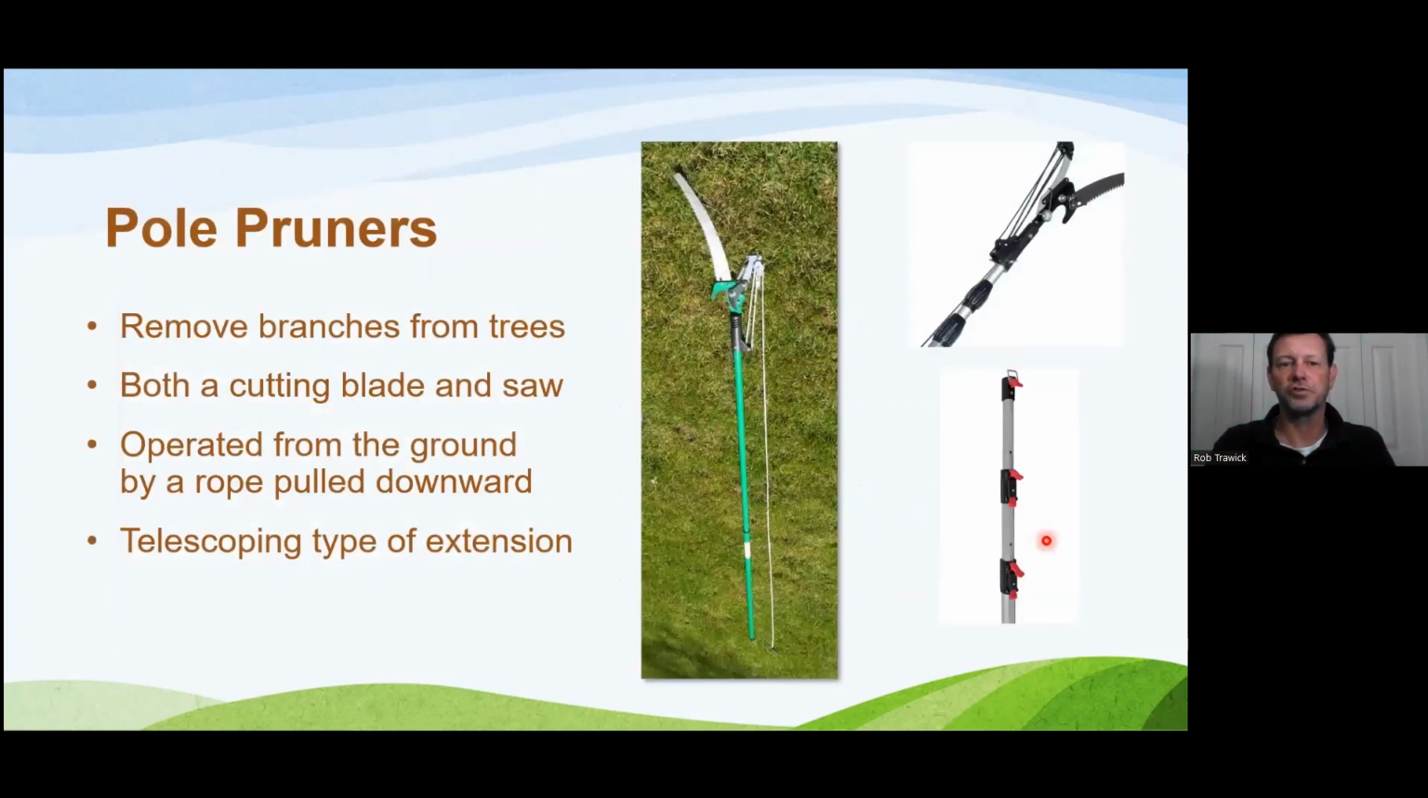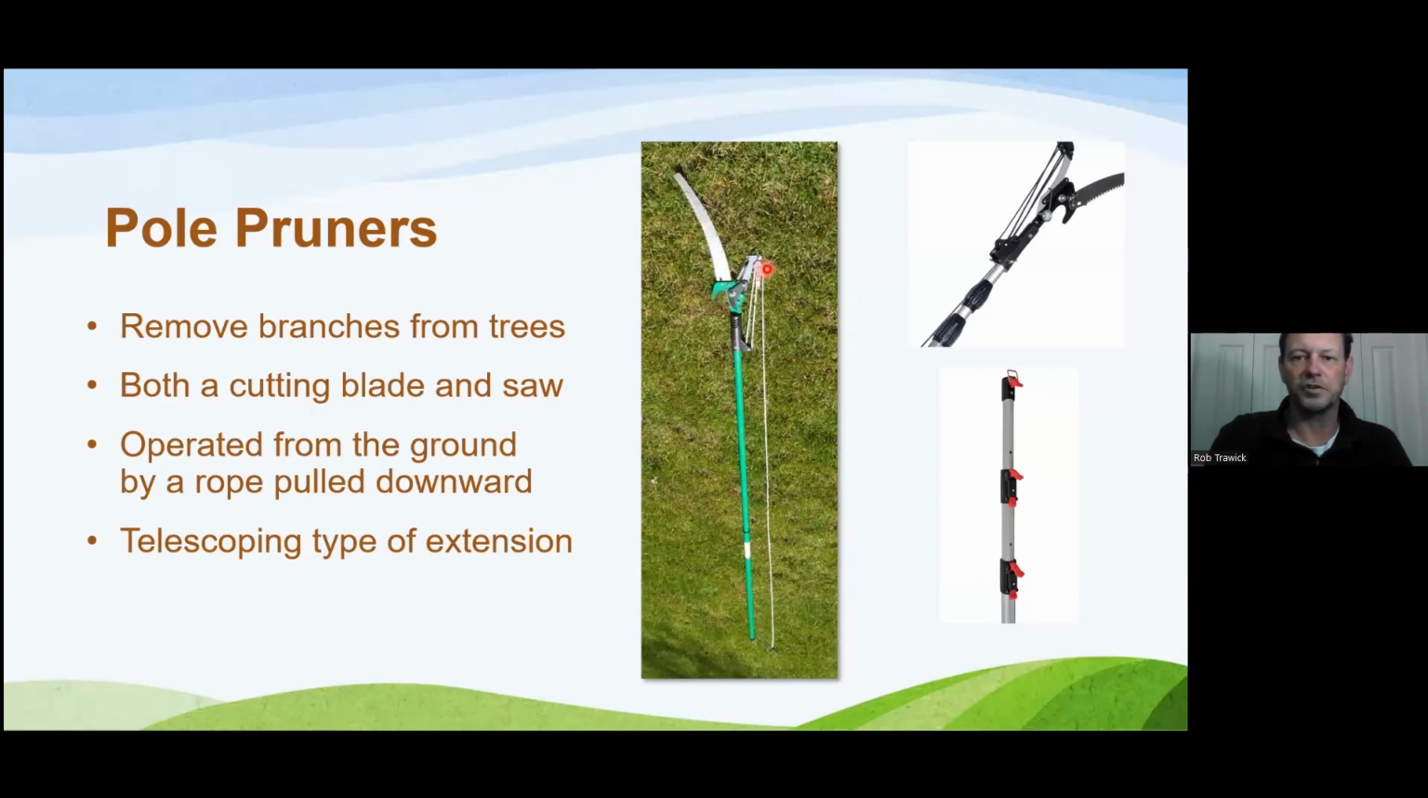Pole pruners are for removing larger branches from trees, especially higher up in elevation, using both a cutting blade and a saw. If you look at this one in particular, on the right side where the little cursor is, it has something very similar to a pruner that will actually make a cut. On the other side, we have a saw blade that does a good job of cutting.